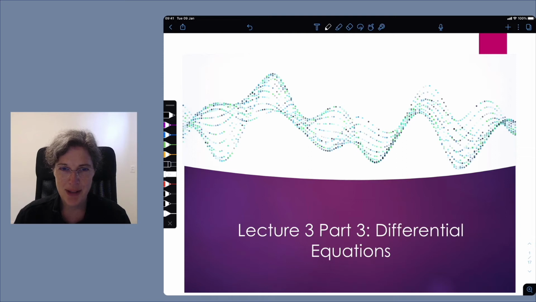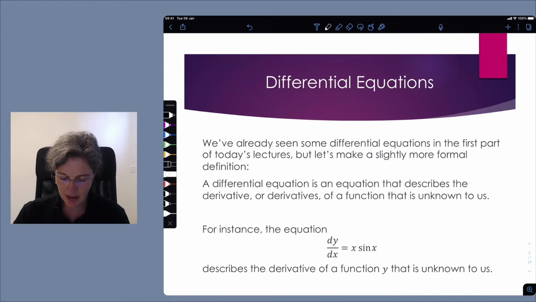Okay, on to our last topic for this week, which is differential equations. Now, we've already seen some differential equations in the first part of today's lectures, but let's make a slightly more formal definition. We're going to say that a differential equation is an equation that describes the derivative, or possibly derivatives, of a function that is unknown to us.